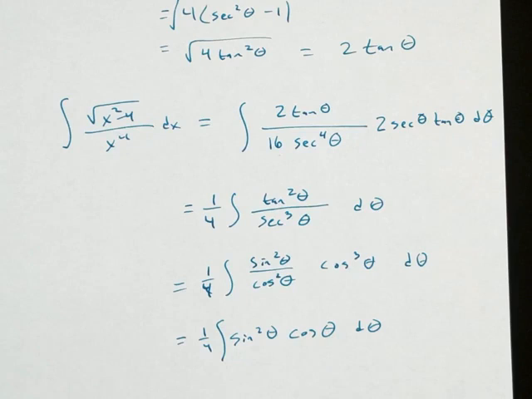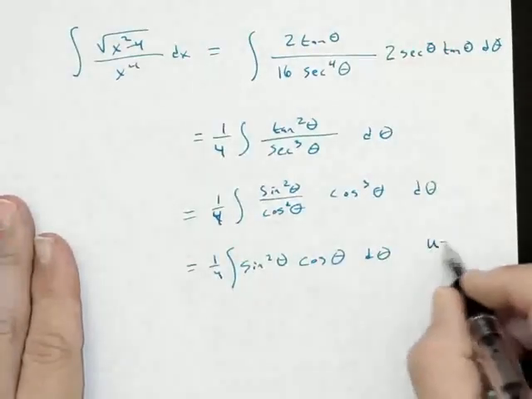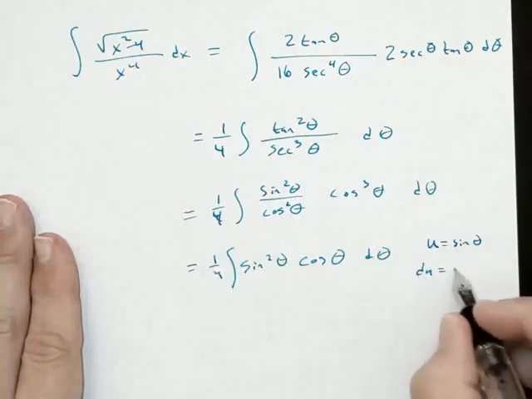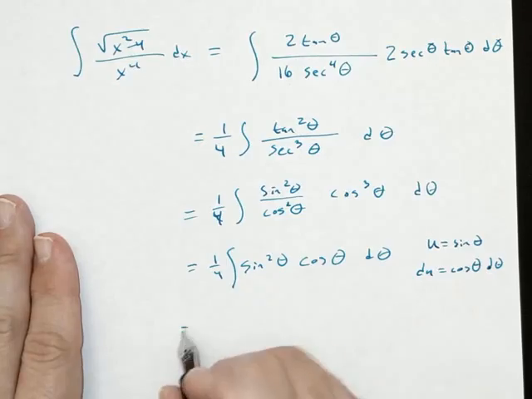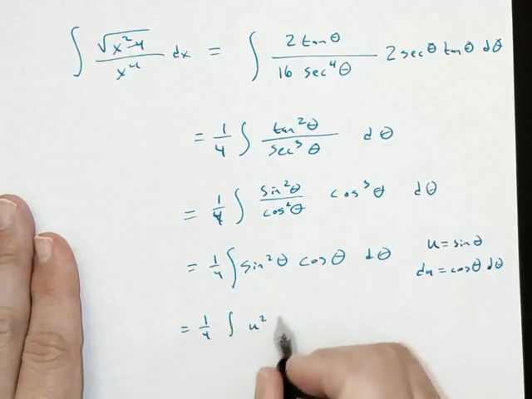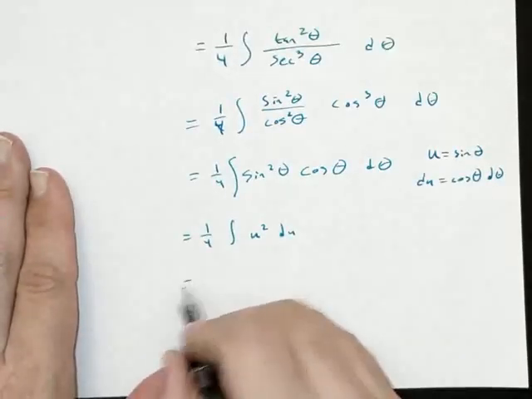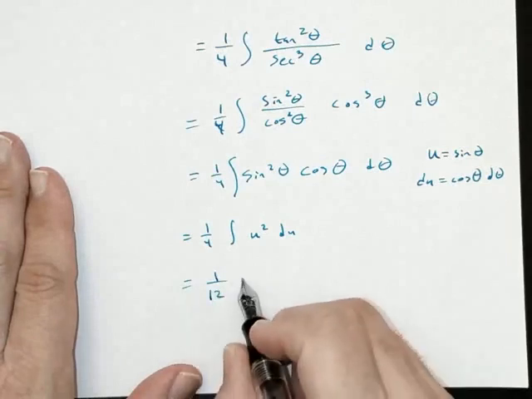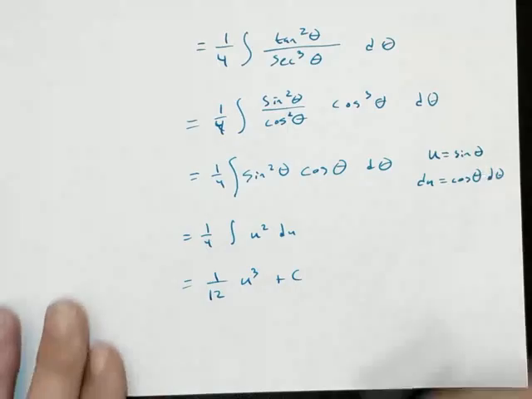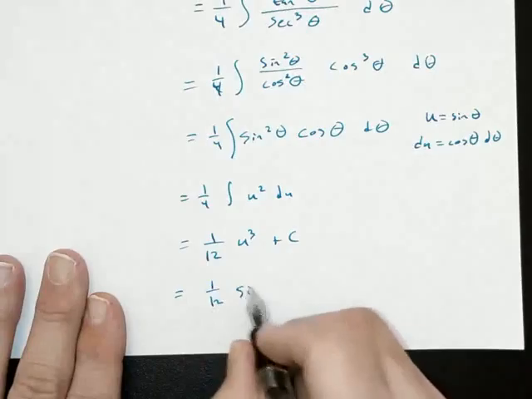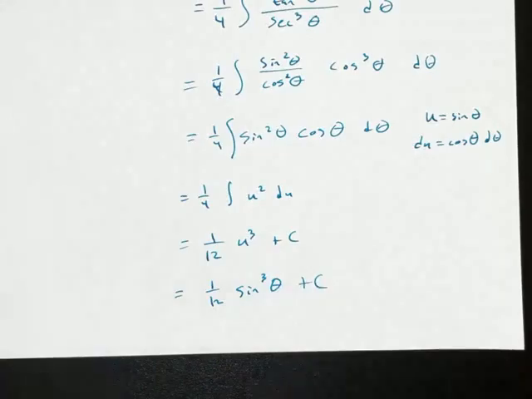What do I do from here? I can do a u and du substitution. u equals sine theta, du equals cosine theta d theta. Please notice I have now done two different substitutions. So when all is said and done, I've got to undo them both. The antiderivative of u squared is 1/3 u cubed. I have that 1/4 out there, makes it a 1/12. Undoing that gives me 1/12 sine cubed theta.